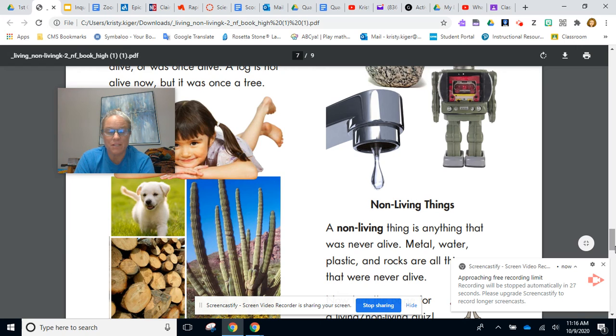But there are some other ones that we learned about here in our book. I hope that you've been enjoying learning about living and non living things, and soon you'll get to do an adventure of your own.